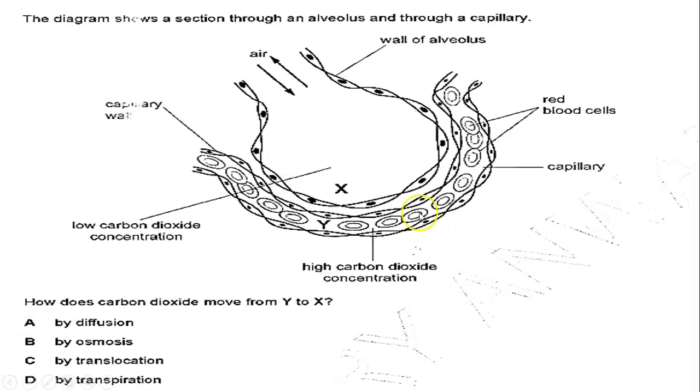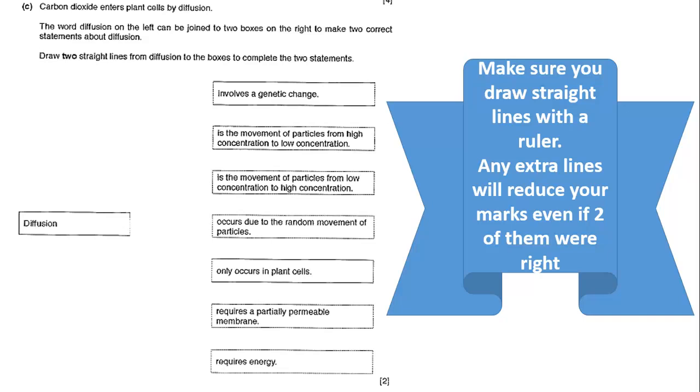So here I have high concentration of carbon dioxide, and here I have, in the air coming from the outside, low concentration of carbon dioxide. Now let's see what's the question. How does carbon dioxide move from Y to X? If I have high concentration here and low concentration here, so the carbon dioxide will move by diffusion. Also here, carbon dioxide enters plant cell by diffusion.